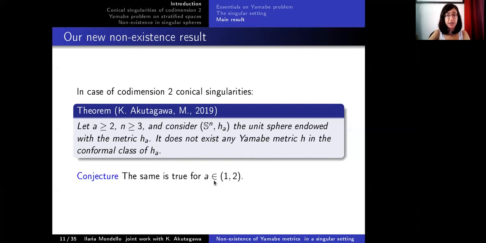We conjecture that the same is true when A is between 1 and 2, so angle between 2 pi and 4 pi, and I will explain at the end of the talk why it is more difficult to get the same result between 1 and 2.